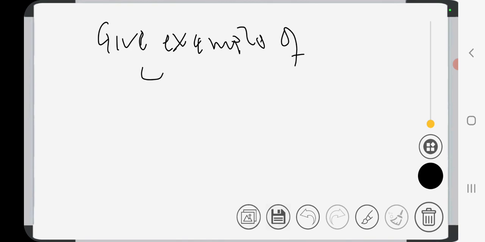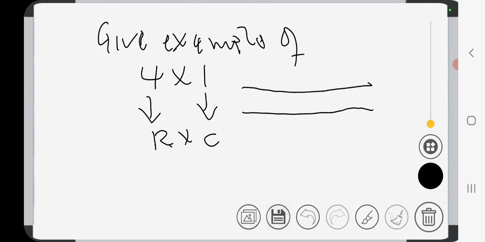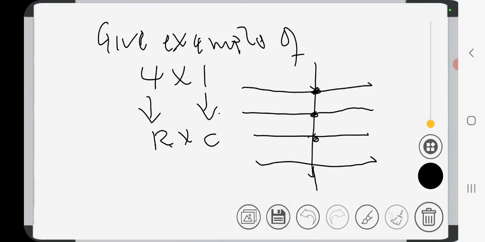Another one, give example of a 4 by 1 matrix. So by solution, this is row by column. That means 4 rows. So you draw 4 horizontal lines, 1 2 3 4, and the column is 1. So the elements they are located at the point of intersections of the horizontal lines and the vertical line.